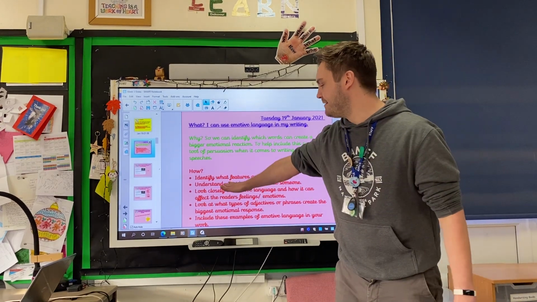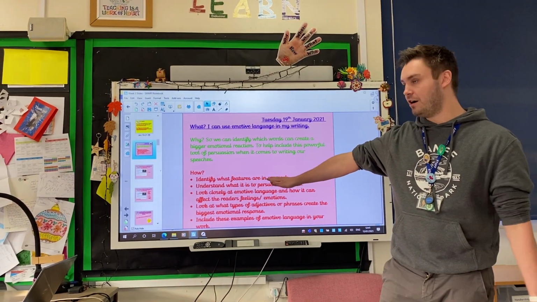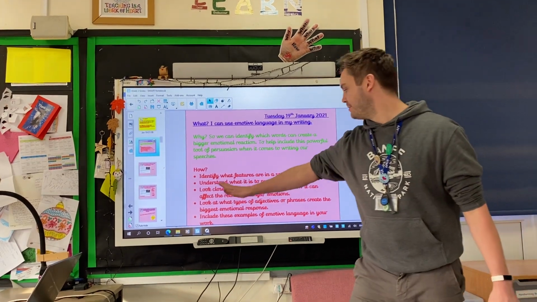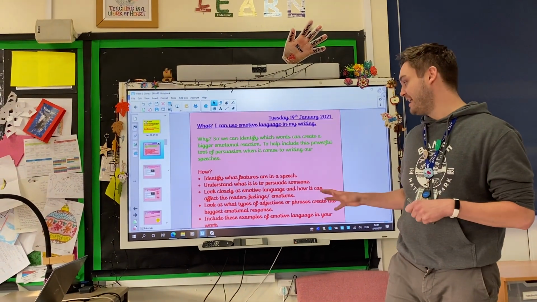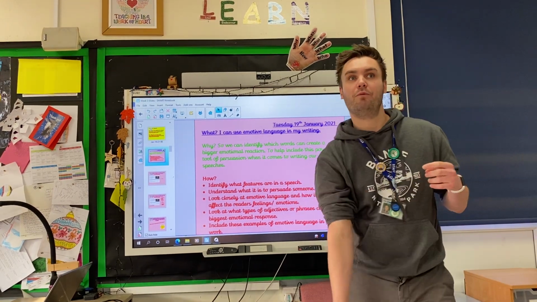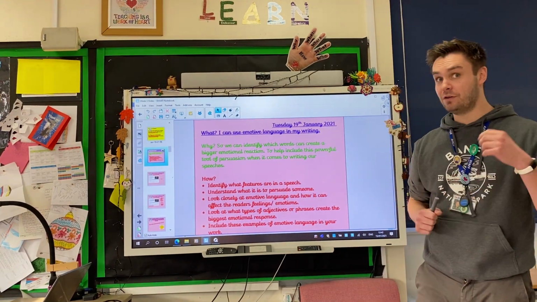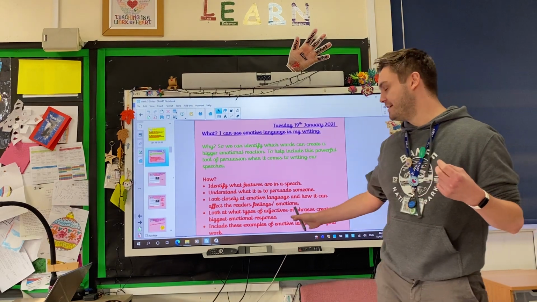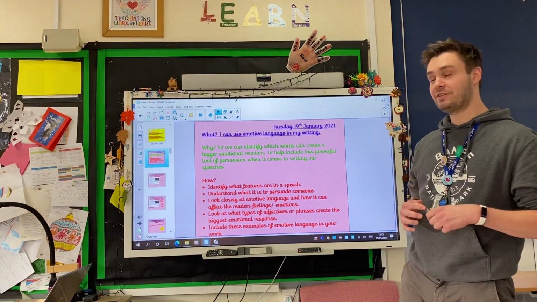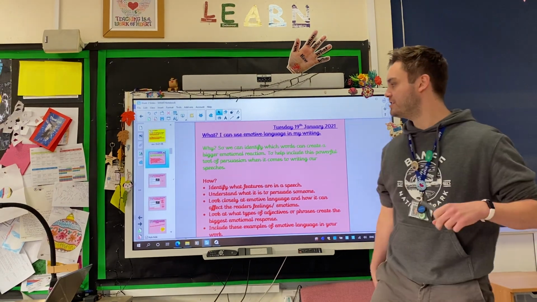So we're doing this by identifying what features are in a speech. We're going to understand what it is to persuade someone, look closely at emotive language and how it can affect the reader's feelings or emotions. We're going to look at what type of adjectives or phrases create the biggest emotional response and include these examples of emotive language in your work. A little overview of what we're doing.